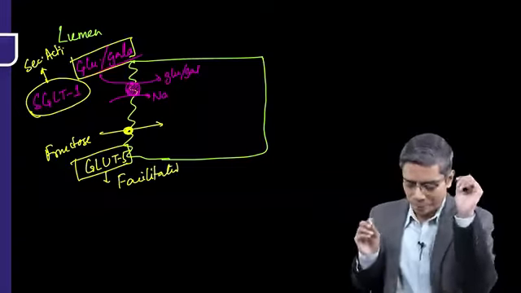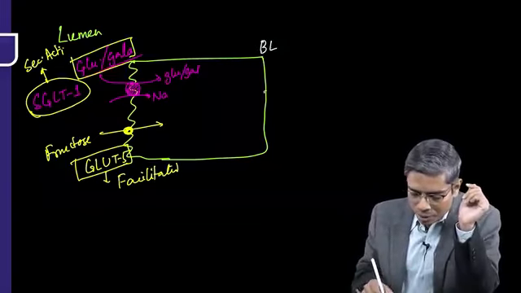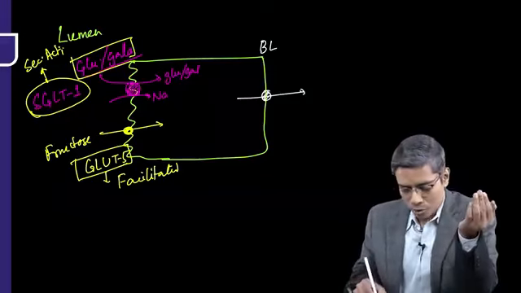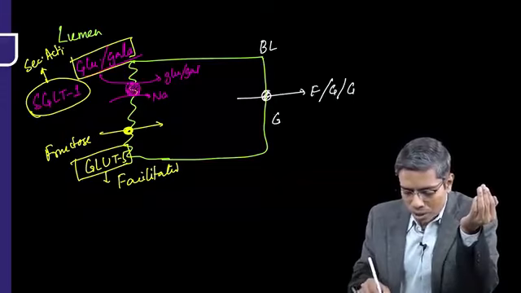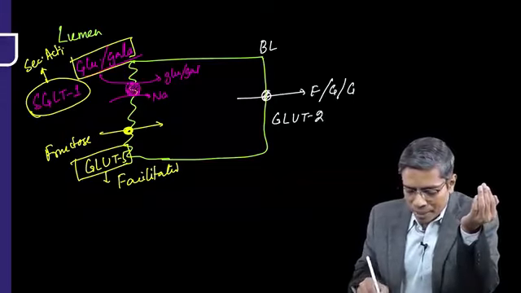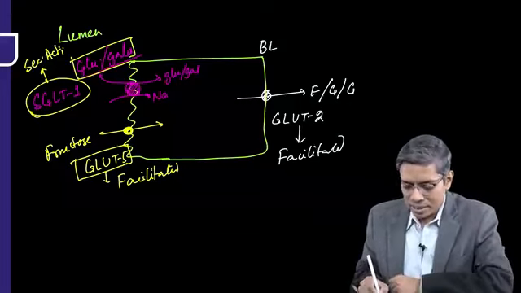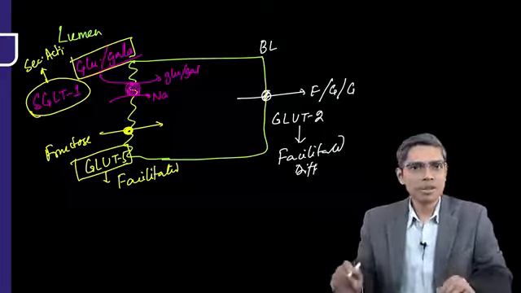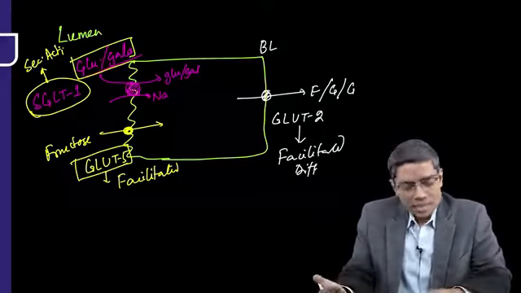So please be careful. Now look at the basolateral aspect. On the basolateral membrane, whether it is fructose, glucose, or galactose, all are transported by GLUT2, and GLUT2 is an example of facilitated diffusion. Getting my point? So please be careful in this question. Very important. So now we can understand that there are GLUTs and there are SGLTs.